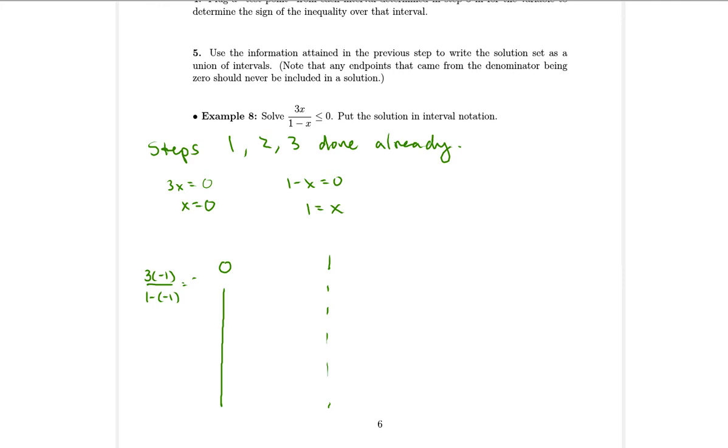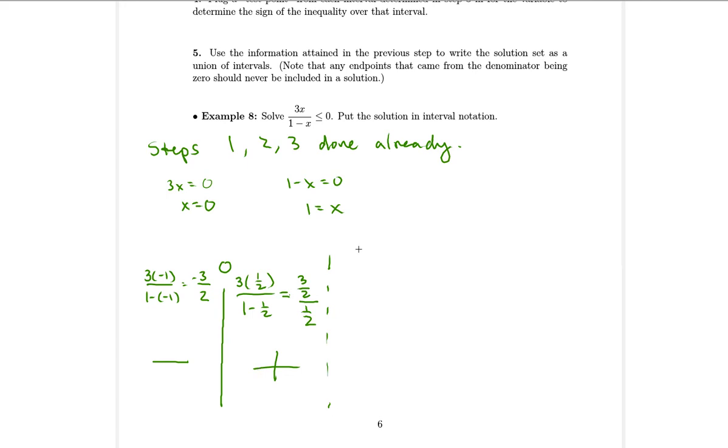So that's going to be -3 over +2. And again, the number doesn't matter. All that matters is that it's negative over here. All right, so in between here, how about 3 times 1/2 over 1 minus 1/2? So 3/2 over 1/2. And here, just stop, right? All you need to know is that you have a positive divided by a positive, which is positive.